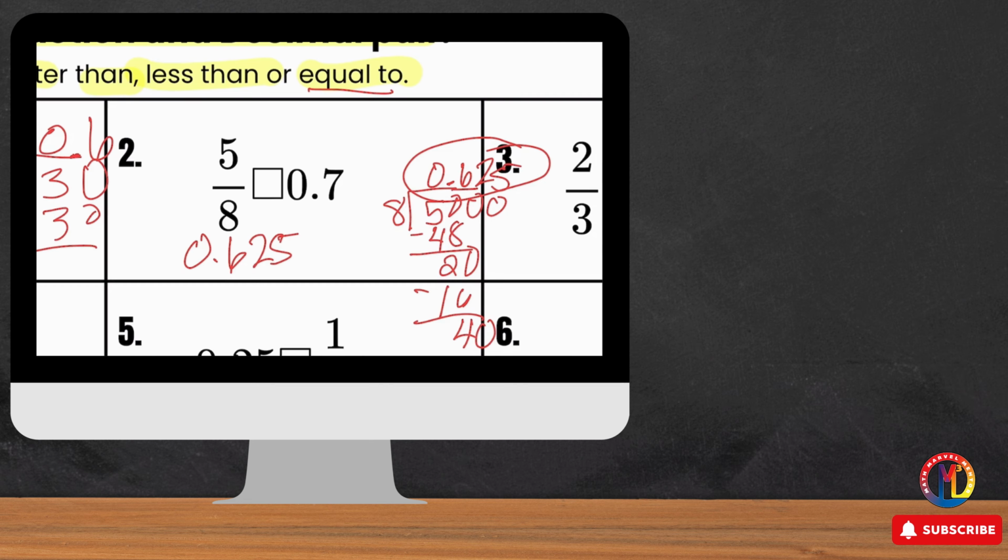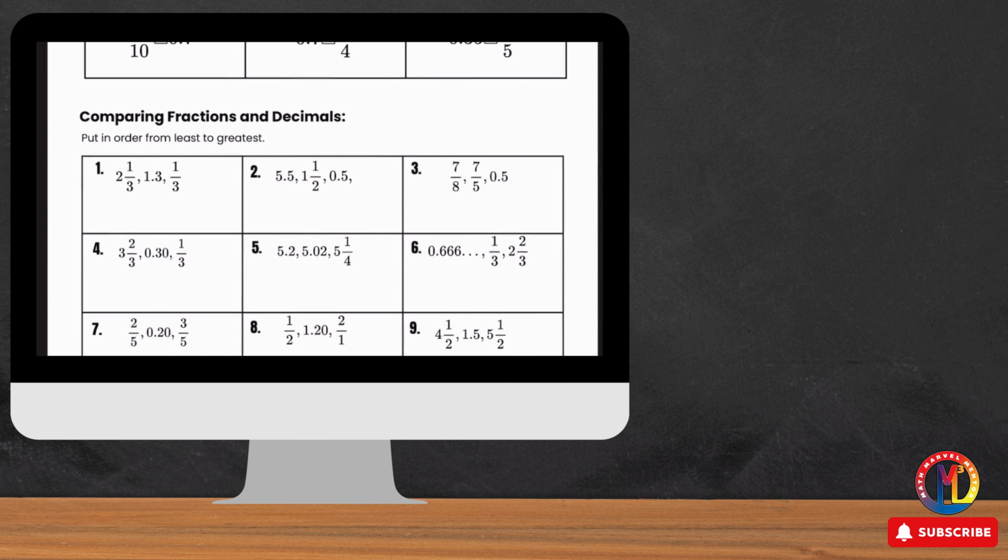625 thousandths compared to 7/10. Okay, so 7/10 is greater than 625 thousandths. So the 7/10 is greater. So when I write my inequality, we're going to say the whole number sentence here: 5/8 is less than 7/10. We are going to continue this idea by comparing fractions and decimals. Now there's just more than one.